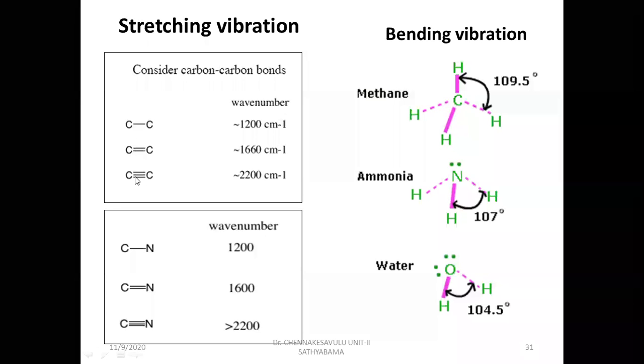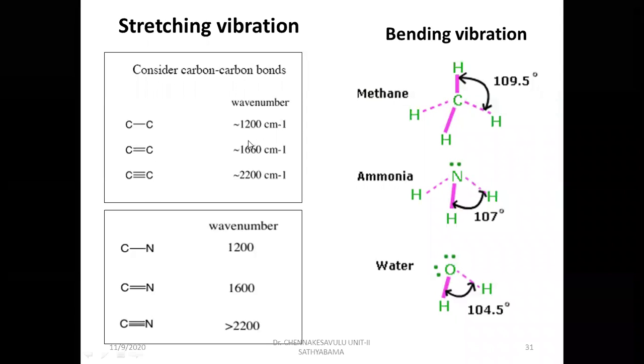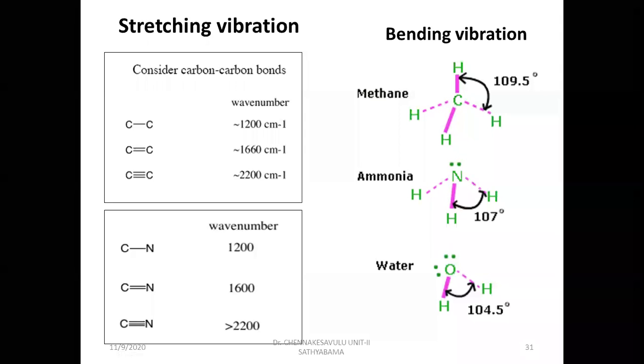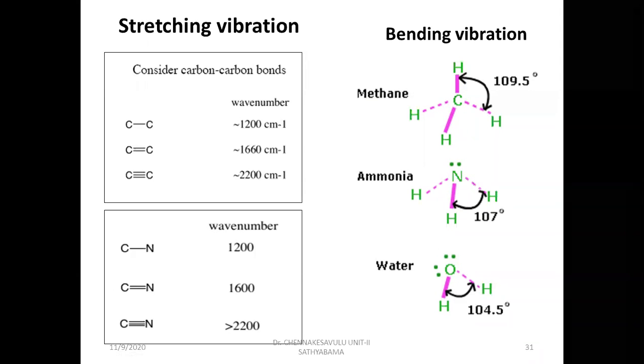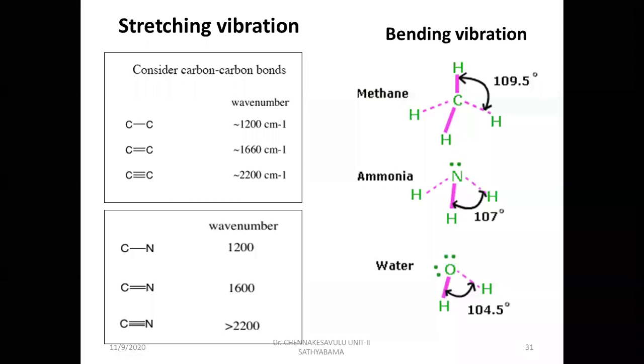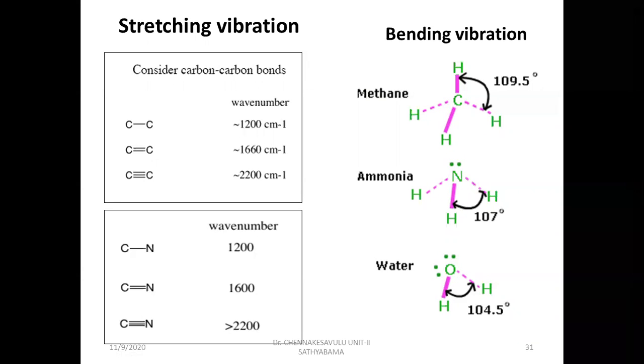Why for the single bond, double bond and triple bond is the wave number increasing? Instead of 1 bond, if you are having 2 bonds, the molecule or bond will be rigid. If it is having 3, it will be more rigid. More rigid means we have to supply more energy. More energy means more wave number. That is why we see the peak at a higher wave number. Okay, similarly for C-N, C double bond N and C triple bond N also.